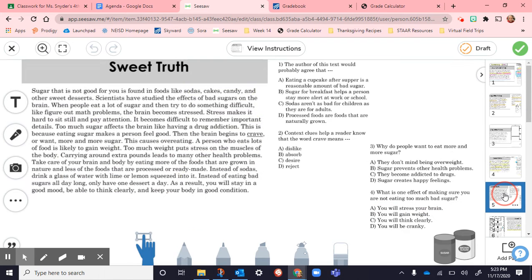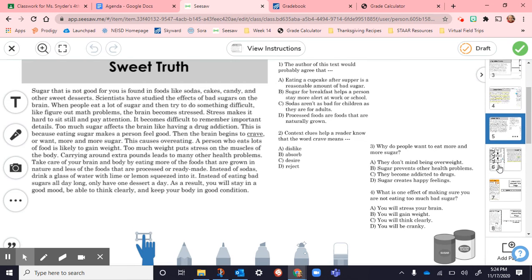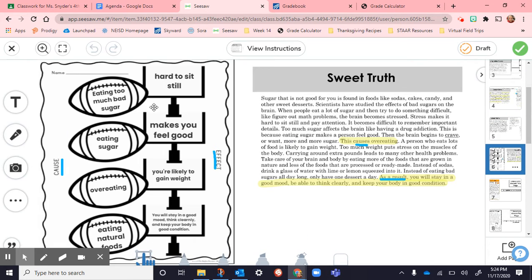All right, and then on page 5, students did these 4 questions independently. And then on page 6, we did these together where we looked at these causes and filled in these effects. And we were going back to the text to find those.